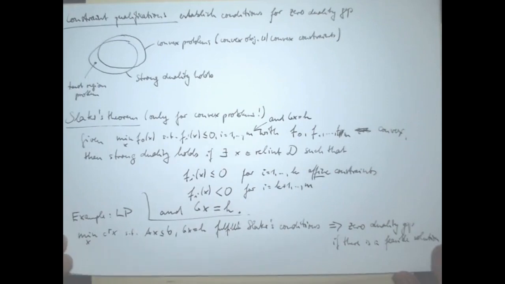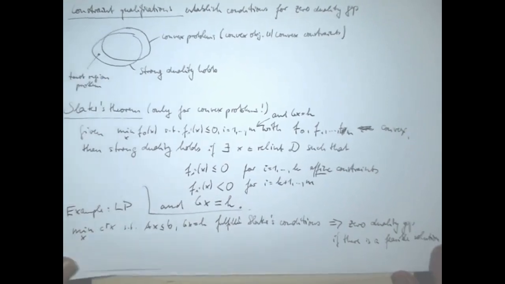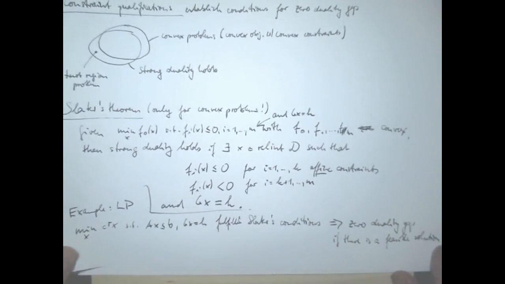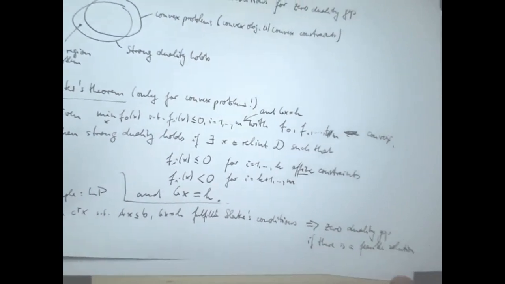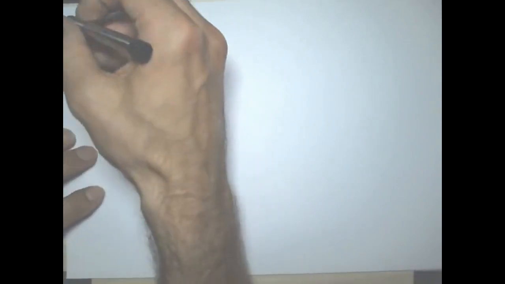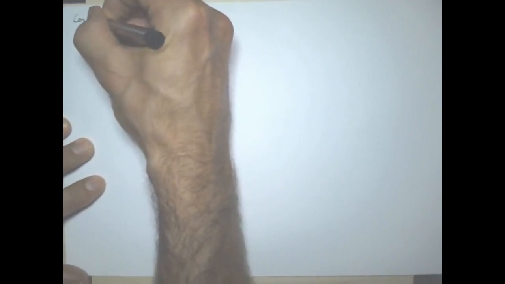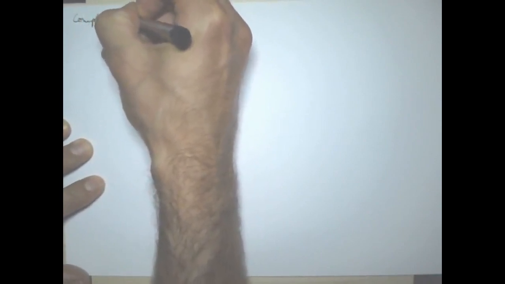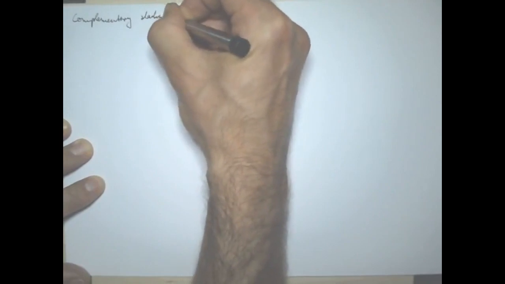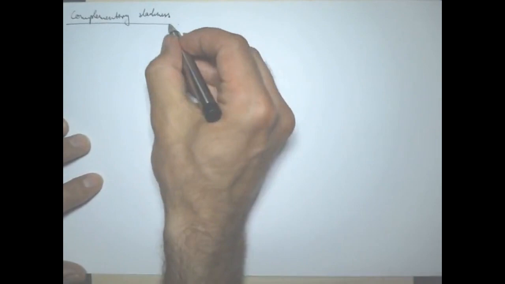Okay, this was assuming convexity, and now I want to take a step back and lift this restriction when talking about complementary slackness. This is a property that I invoked when we were talking about support vector machines. And it was one of the conditions that we used to find the dual expression.